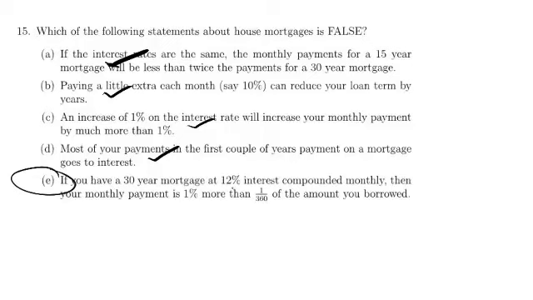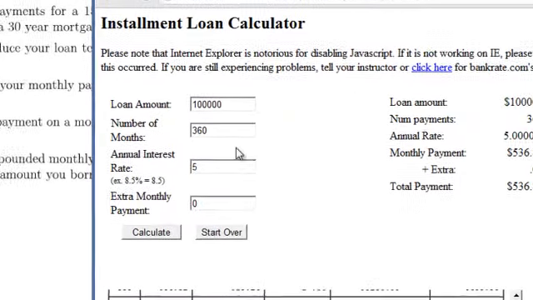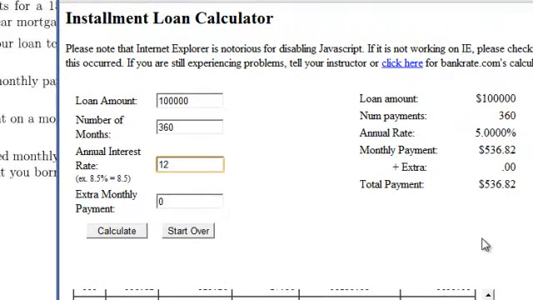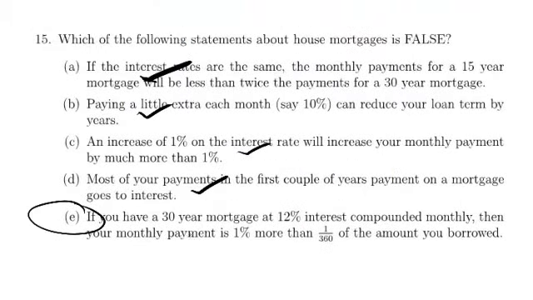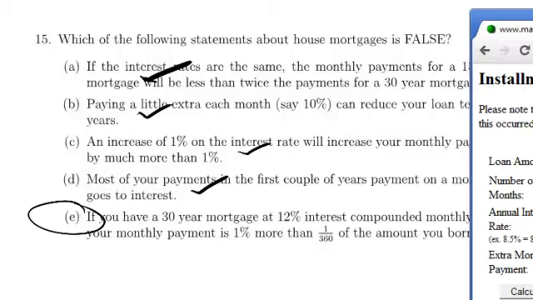If you have a 30-year mortgage at 12% interest, compounded monthly, then your monthly payment is 1% more than 1/360th of the amount you borrowed. Wow, I just read that and that was confusing. Let's see what it looks like to have a mortgage at 12%. It's 1,028. Then your monthly payment is 1% more than 1/360th of the amount borrowed.